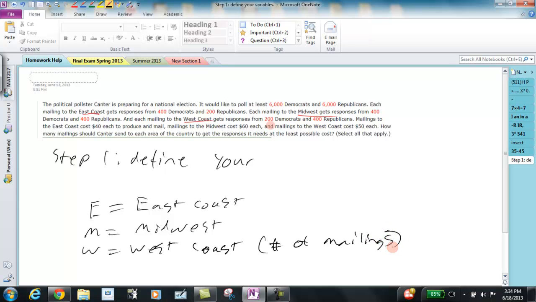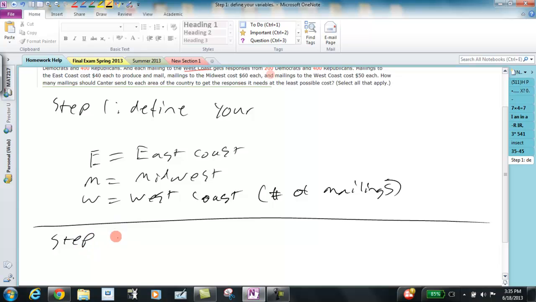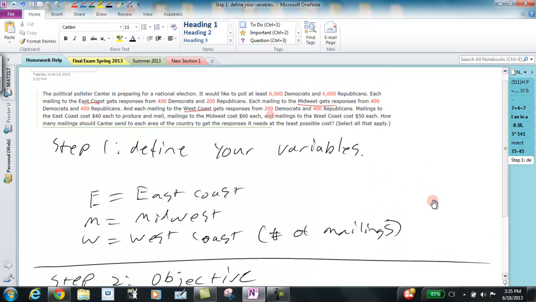Okay, so now we've got our variables defined. The next thing I look for in this type of problem is our objective. Figure out what is the thing we're trying to minimize or maximize. Write the objective. I apologize, I am under the weather, if you can hear my voice. All right, so what is the goal? How many mailings should the center send, with the least possible cost.